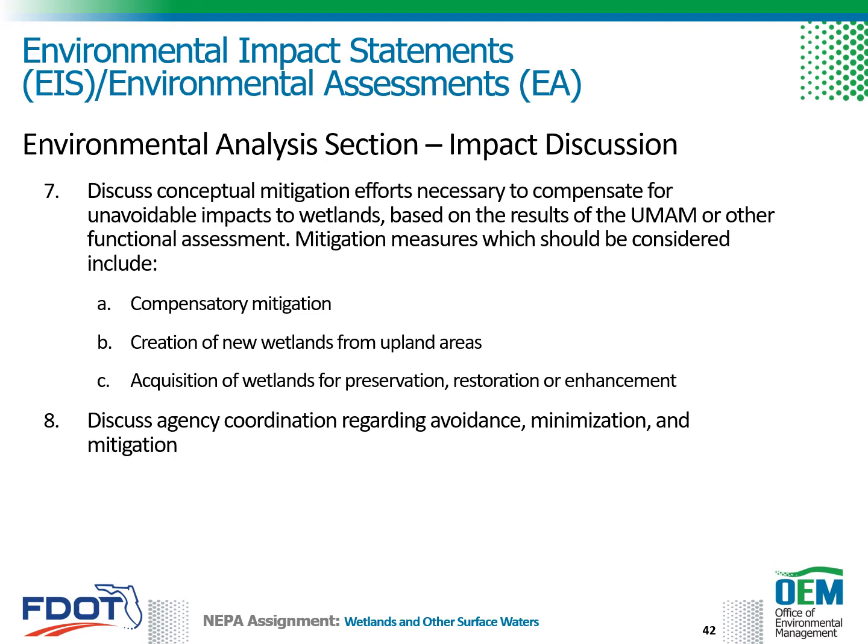EAs and EISs should include a discussion of the conceptual mitigation efforts necessary to compensate for unavoidable impacts to wetlands. Based on the results of the UMAM or other functional assessment, mitigation measures which should be considered include compensatory mitigation pursuant to Section 373.4137, Florida Statutes, and as appropriate 33 CFR Section 332, creation of new wetlands from upland areas, and acquisition of wetlands for preservation, restoration, or enhancement. The impact discussion should also include documentation of agency coordination on the proposed avoidance and minimization activities and conceptual mitigation measures to limit adverse impacts.